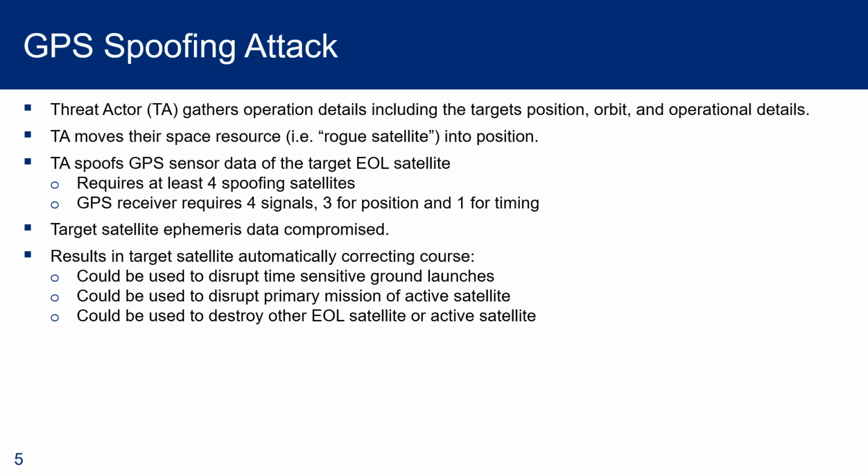This compromises the satellite's ephemeris data, and if it autonomously corrects its orbit and position, then we can convince the satellite to move into a position that is either disrupting other missions or impacting other space assets. In the case we are unable to convince the target satellite to move, we would move into the second phase of the attack plan.